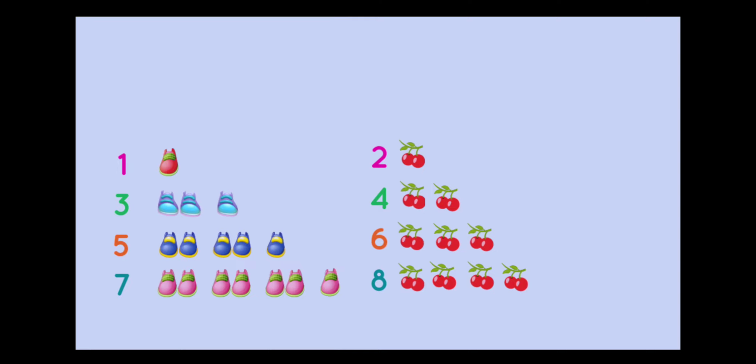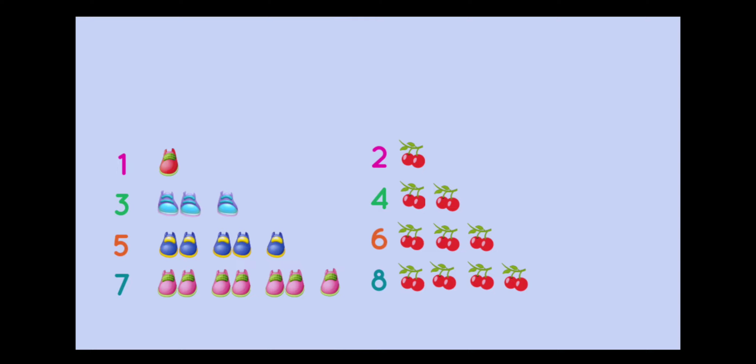Another way of finding out whether a number is odd or even is by making them into pairs. You can see number 1 cannot have a pair. So therefore, it is an odd number. Number 3, we have 1 pair and 1 single shoe. Therefore, it is an odd number. 5, 2 pairs and 1 extra. So it is an odd number. 7, 3 pairs and 1 single shoe. This is an odd number.